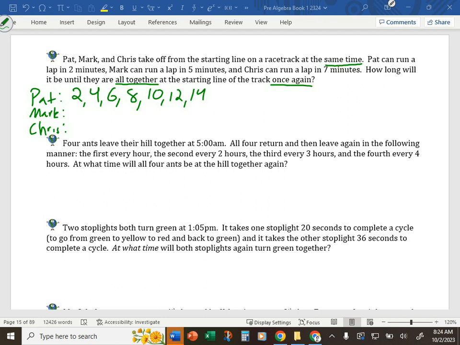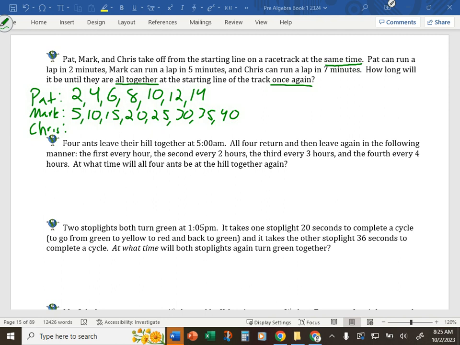Mark runs a lap every 5 minutes. So if Mark leaves at the same time as Pat, Pat's running faster than him, but Mark can just come back to the starting line. 5, 10, 15, 20, 25, 30, 35, 40, etc. Okay? Chris is taking his time. He comes back around every 7 minutes.